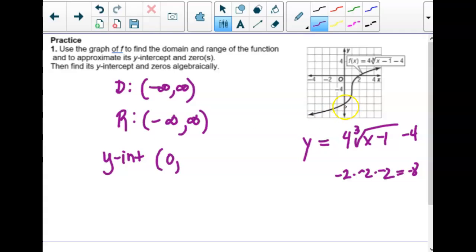Anybody? Be careful. Ooh, be careful. What are they counting by? Yeah, they're counting by 2's on the y-axis, so that appears to be negative 8.